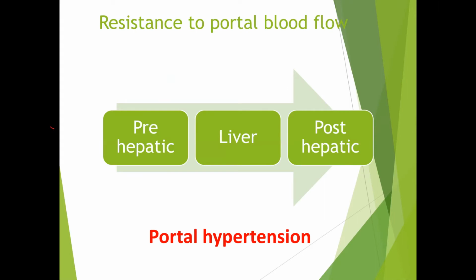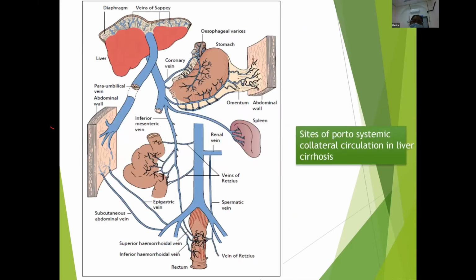Portal hypertension is the resistance to the portal blood flow. It can occur in the pre-hepatic or hepatic, even in the post-hepatic region as well. When portal hypertension occurs, there are sites of portosystemic collateral circulation, because of the liver cirrhosis.